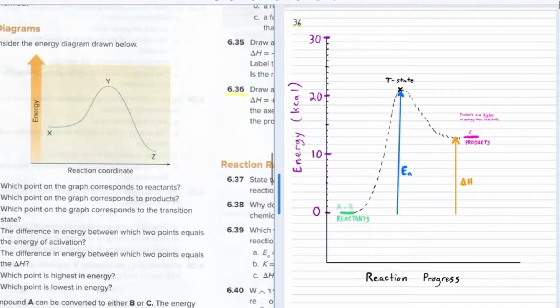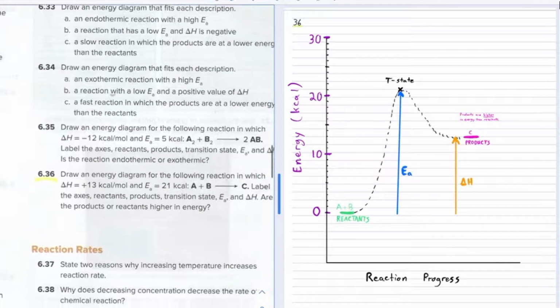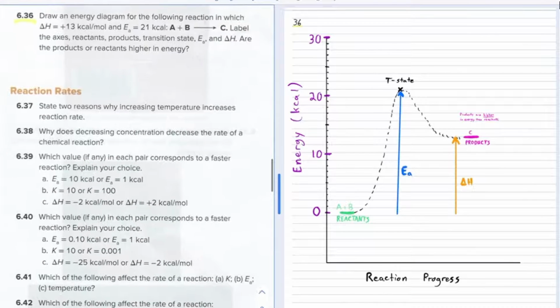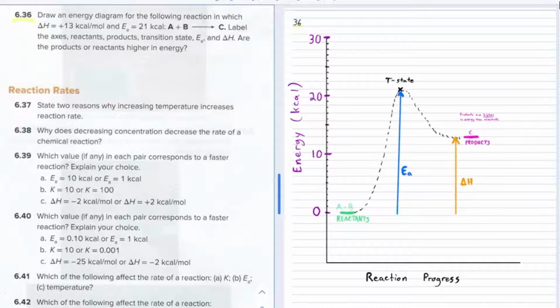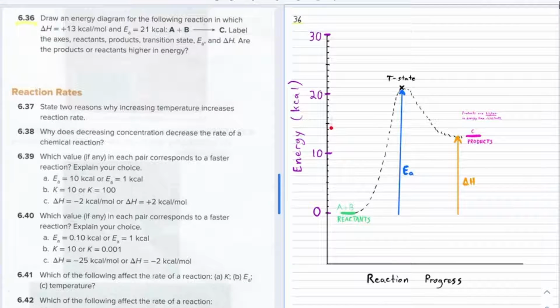So it wants us to make an energy diagram kind of like this one right here. That's what they look like. Energy diagrams have energy and then reaction coordinate. And so this is going to be for 36. So the axes are going to be pretty simple. The y-axis, the vertical axis, will be the energy, and the x-axis will be the reaction coordinate. I like to call that the reaction progress.